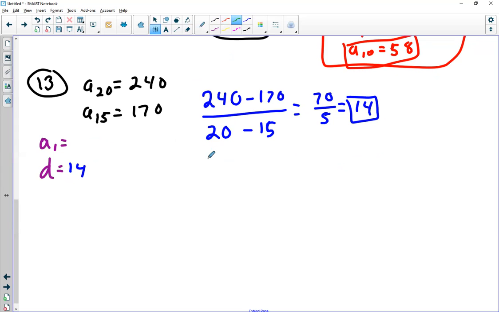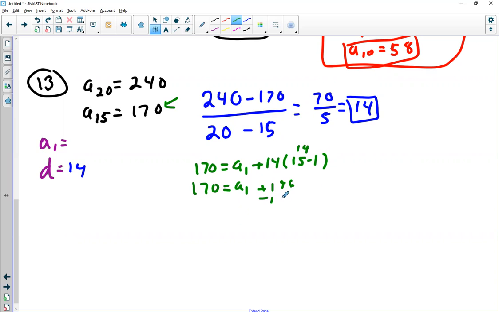Now we need to find A1. I have two specific points, and it doesn't matter which one I choose to plug in to solve it. So I'll choose the one with smaller numbers. So 170 equals A1, which I still don't know, plus 14 times 15 minus 1. 170 equals A1 plus 14 times 14, so that's 196. Subtract 196 on both sides. Negative 36.